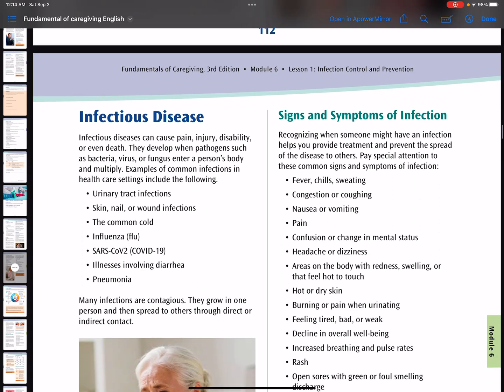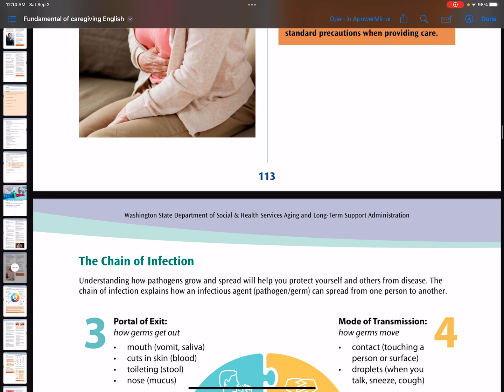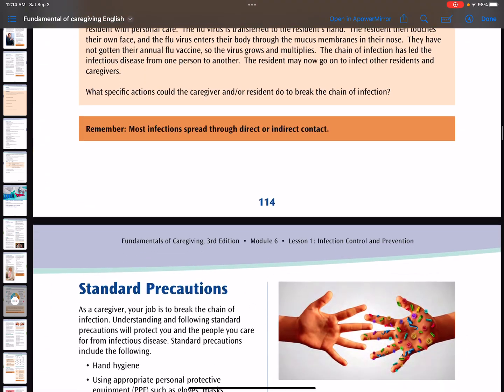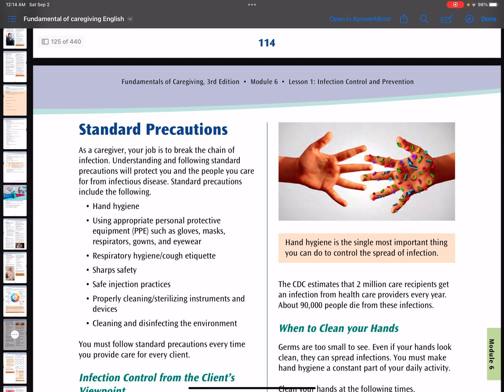It's called the chain of infection. It's in your book on page 114. It's listed in here. So to break the chain of infection, we have to use the standard precautions.